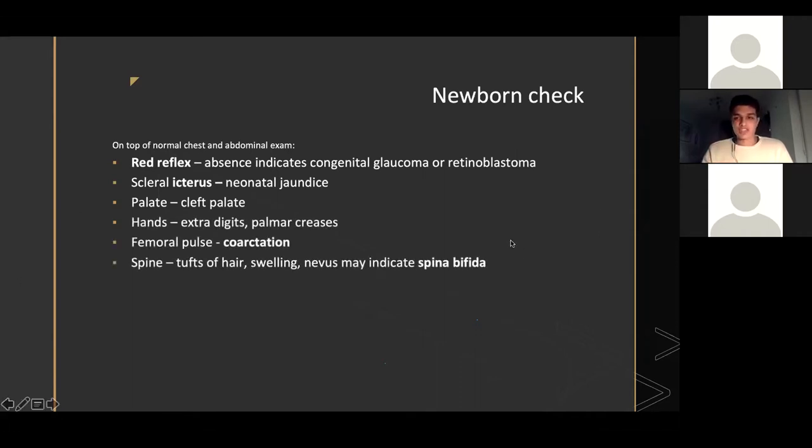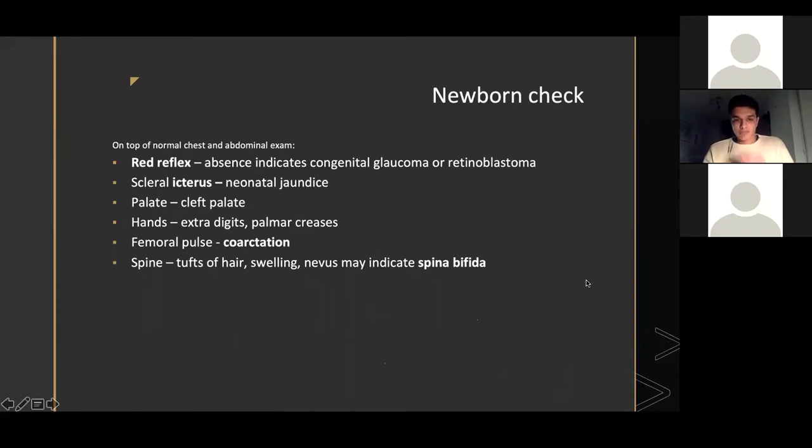Hands, extra digits, they snip these off surgically, which sounds pretty brutal, but apparently that gives the best outcomes. Palmar crease, again, single palmar crease, Down syndrome. Femoral pulses, again, I explained this 2 weeks ago, feel the femoral pulse, because if you've got coarctation, you need to rule it out. If you leave coarctation and it presents in fulminant heart failure, you've left it too late and you've caused huge morbidity to a child.